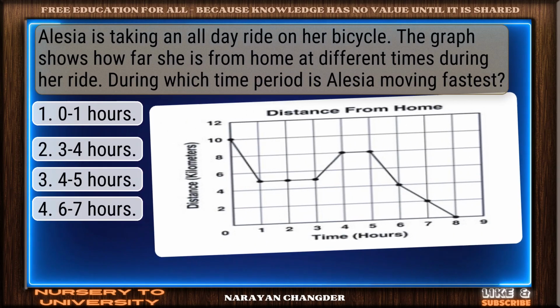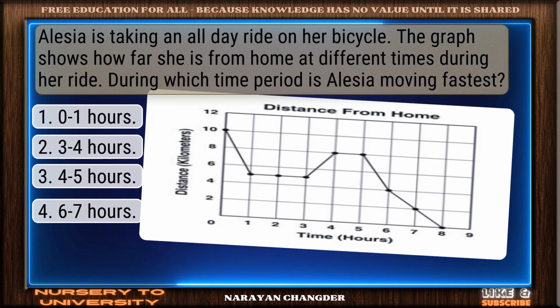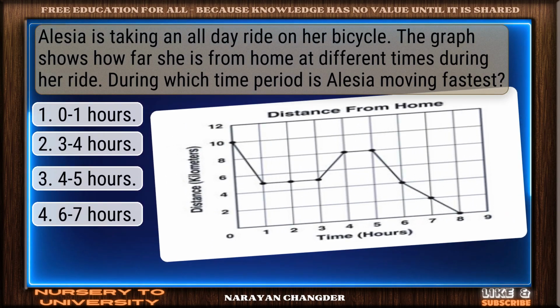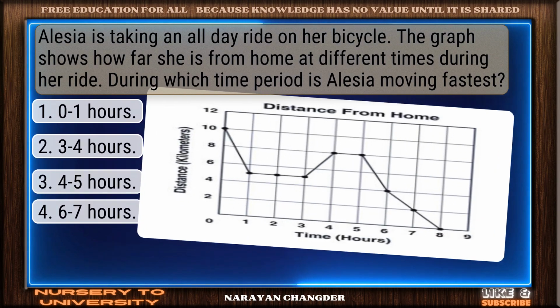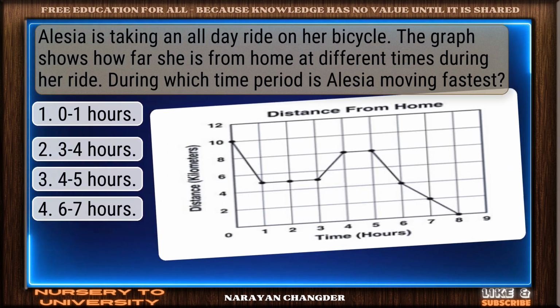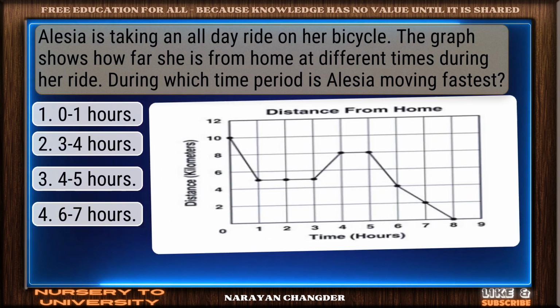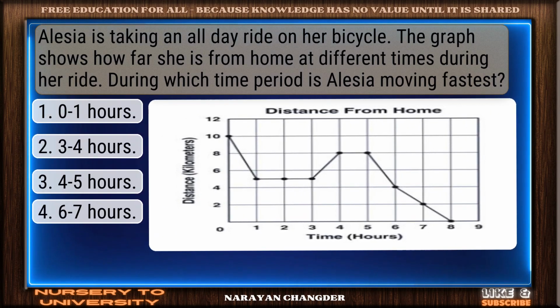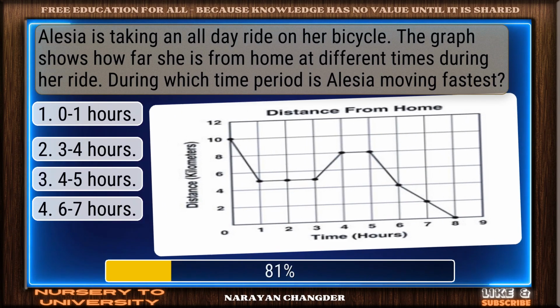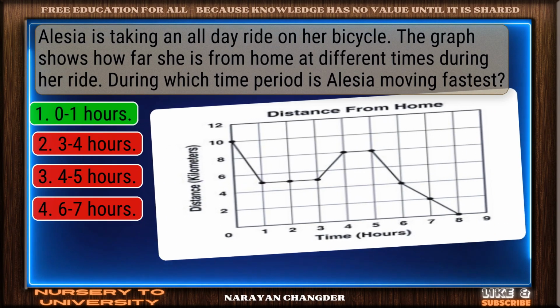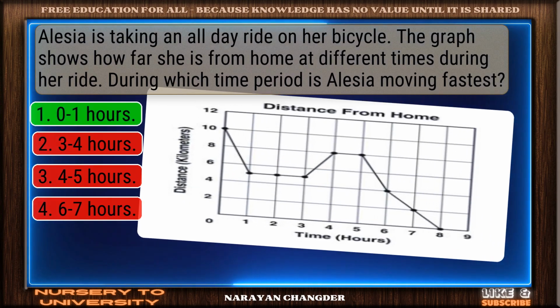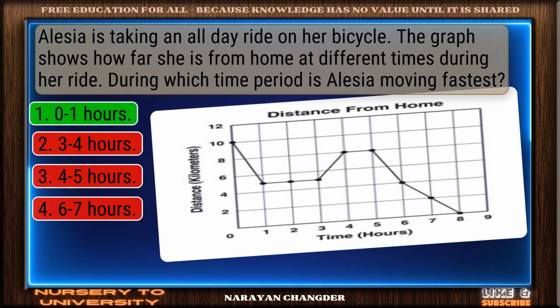Question number 2. Alicia is taking an all-day ride on her bicycle. The graph shows how far she is from home at different times during her ride. During which time period is Alicia moving fastest? Nice selection. 1 hour is the correct and valid answer.